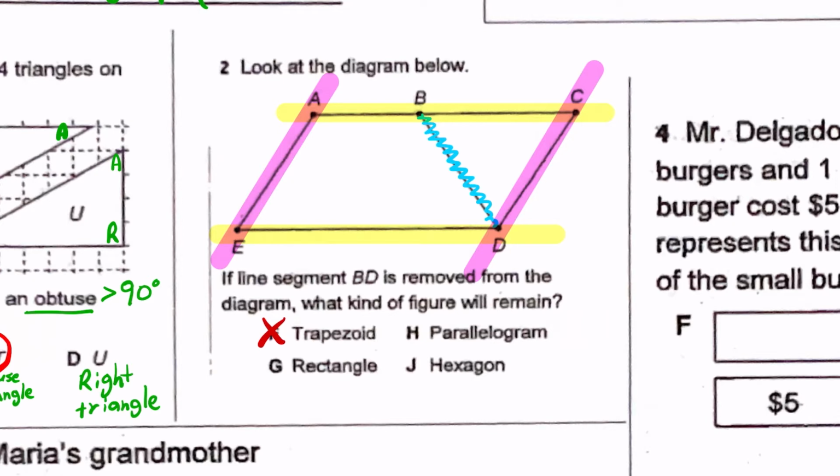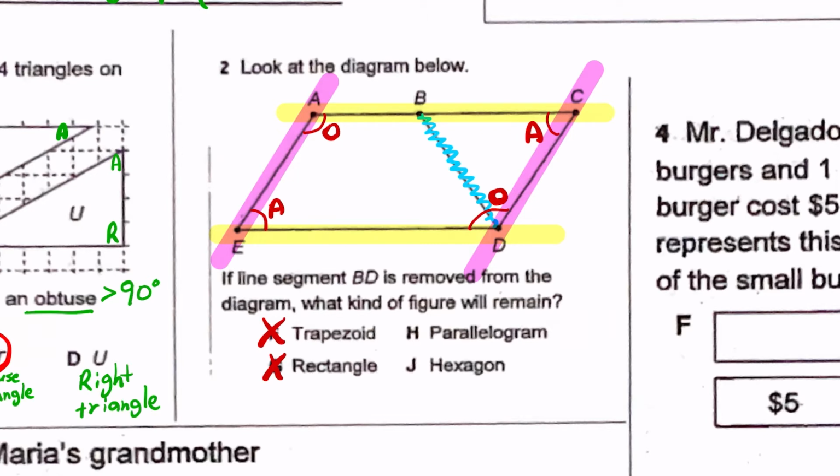Now a rectangle, or G, a rectangle is a shape that has four right angles. But we know that this is not a right angle, that's not a right angle, that's not a right angle, that's not a right angle. This is acute, obtuse, acute, obtuse. That is not the answer.